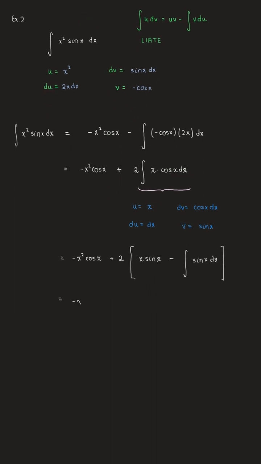So we'll get negative x squared cosine x. I'm going to go ahead and distribute the 2, so plus 2x sine x. And then minus 2, antiderivative of sine will be negative cosine, so this will become a plus 2 cosine x. And because this is an indefinite integral, we will have a plus C. And this is our final solution to this indefinite integral. So in this example, we had to apply integration by parts twice. But it was hopeful because we could see that the first integral from integration by parts was a little bit less complex than the original.